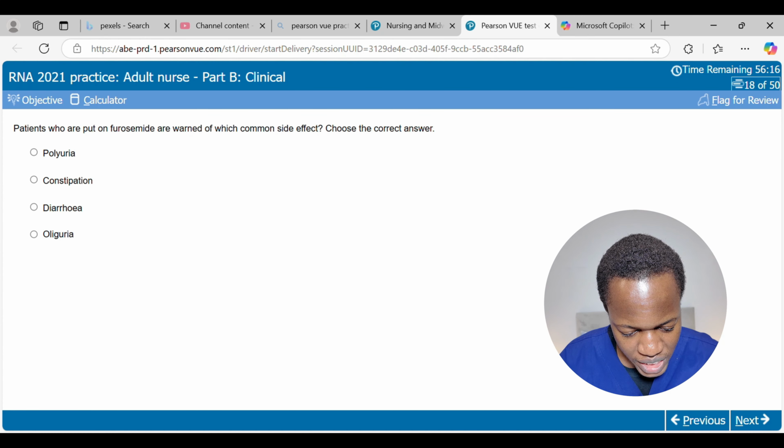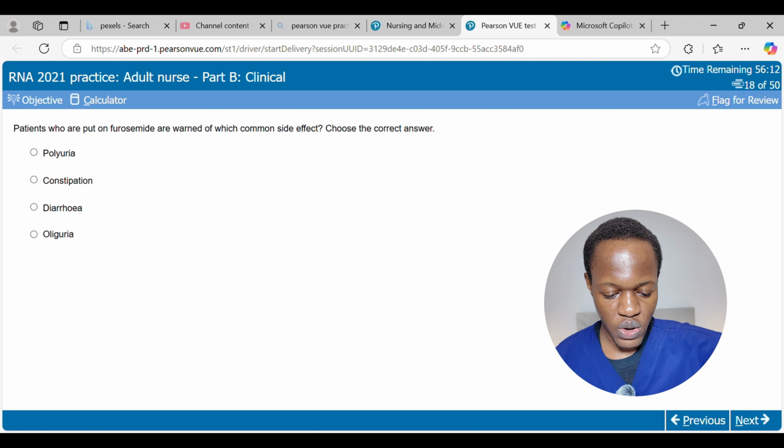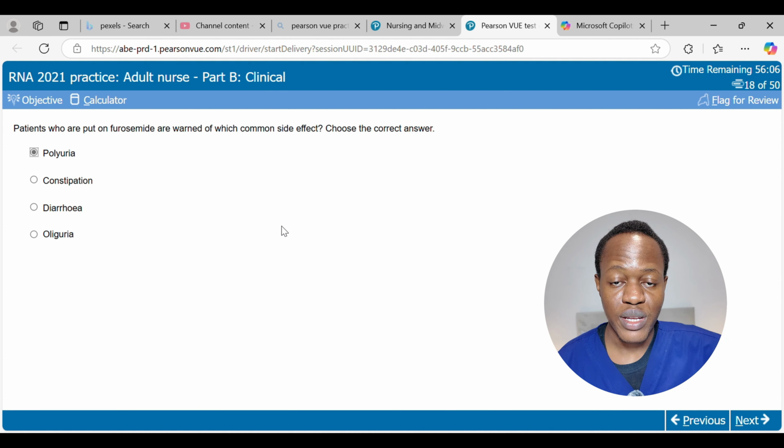Next question says, patients who are put on furosemide are warned of which common side effect? It's polyuria, because furosemide makes people urinate more often than usual.